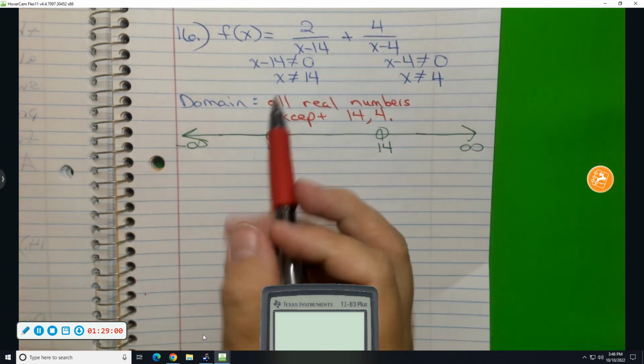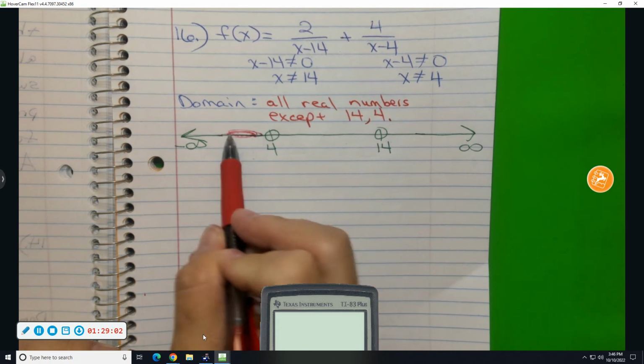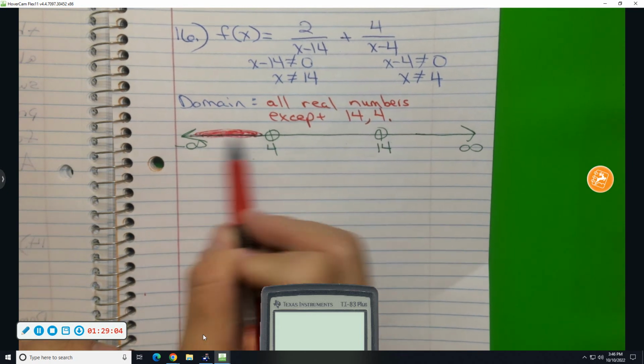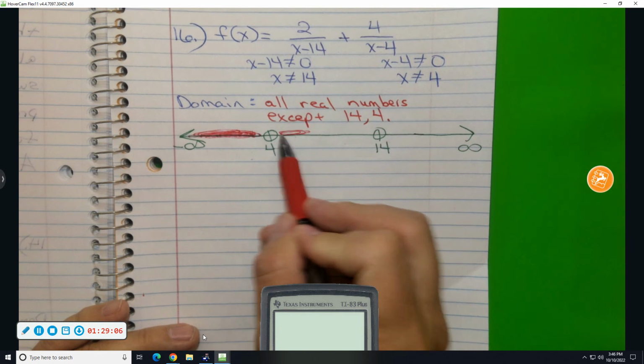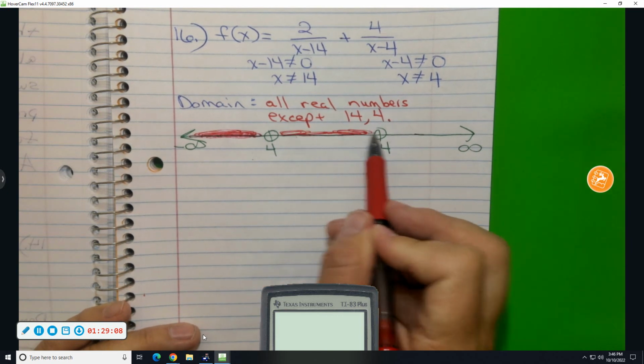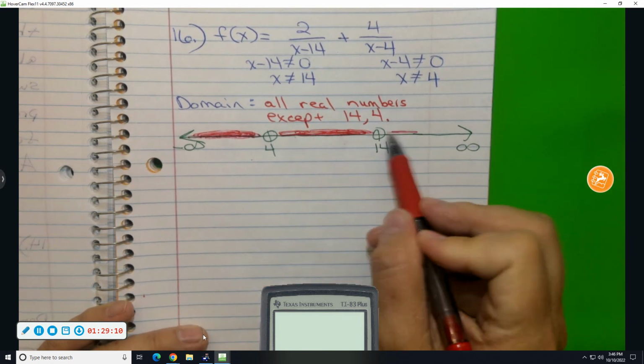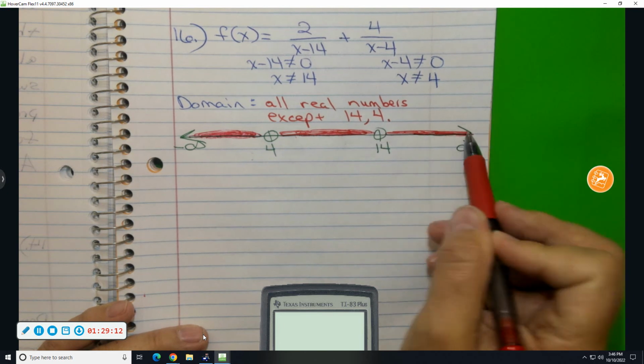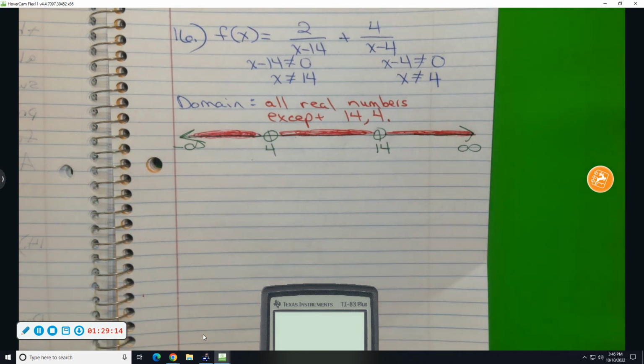So X can be right here to the left of 4. It could be between 4 and 14. Or it could be bigger than 14. And we have to express each one of those intervals.